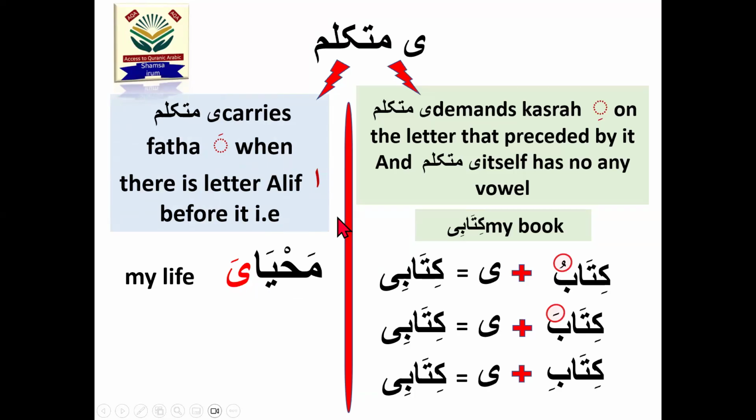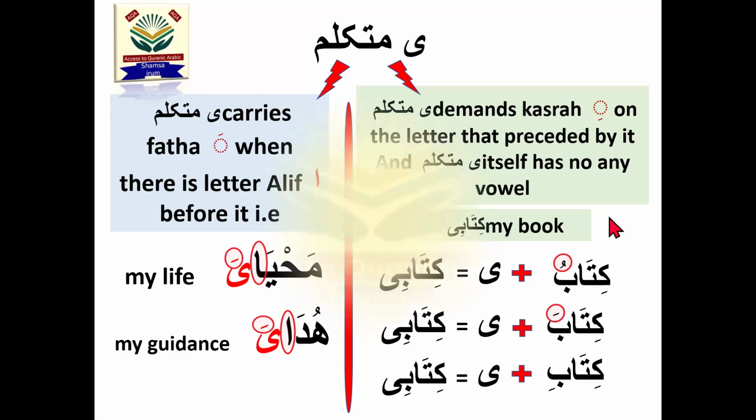Mahyaya, it means my life. Hudaya, my guidance. Looking at this one, Ya-Mutakallim has alif before it. Because of this alif, this ya has fatha on top of it, so you can pronounce it easily. Mahyaya. Same like Hudaya. Because of this alif, the Ya-Mutakallim has fatha on top of it. So this is the rule. You have to learn it as it is. But the main thing is the first rule, which is used many times.